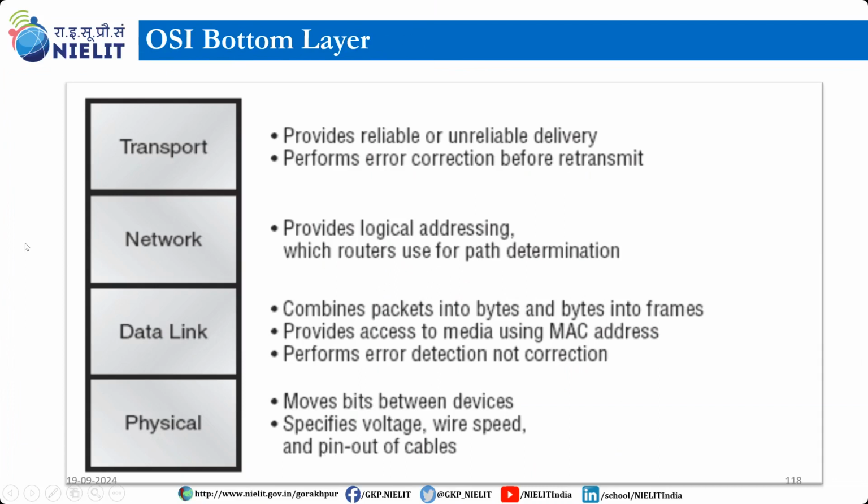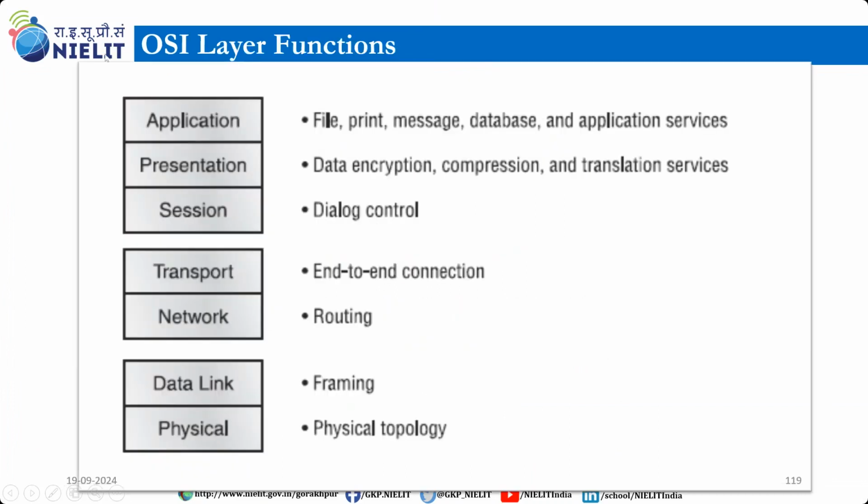Again summarizing the functions, the application layer can have file services, print services, messaging services, database services, application services. For example, email services: the email protocol will exist at the application layer because it is related to messaging. The presentation layer will have encryption, compression, translation services. Session will have dialog control. Transport will be responsible for end-to-end connection.